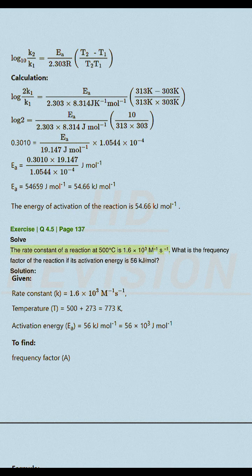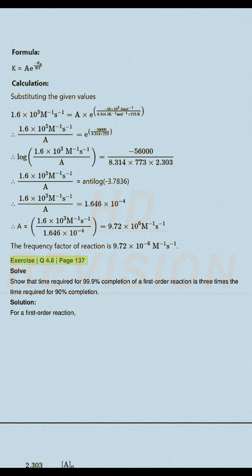Exercise Q 4.5, page 137. Solve. The rate constant of a reaction at 500 degrees Celsius is 1.6 times 10 to the power 3 M-1 s-1. What is the frequency factor of the reaction if its activation energy is 56 kJ per mole? Solution.